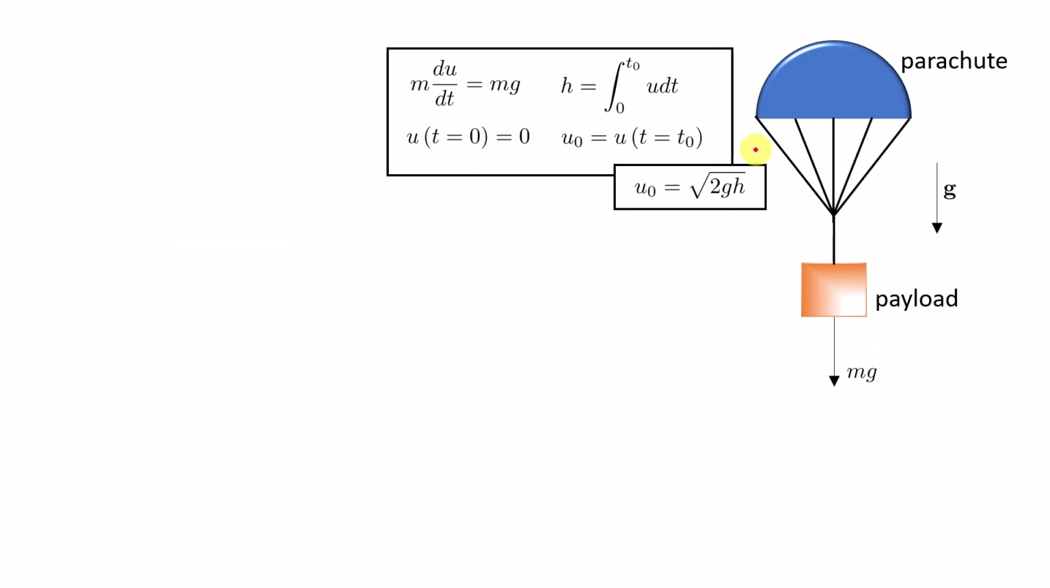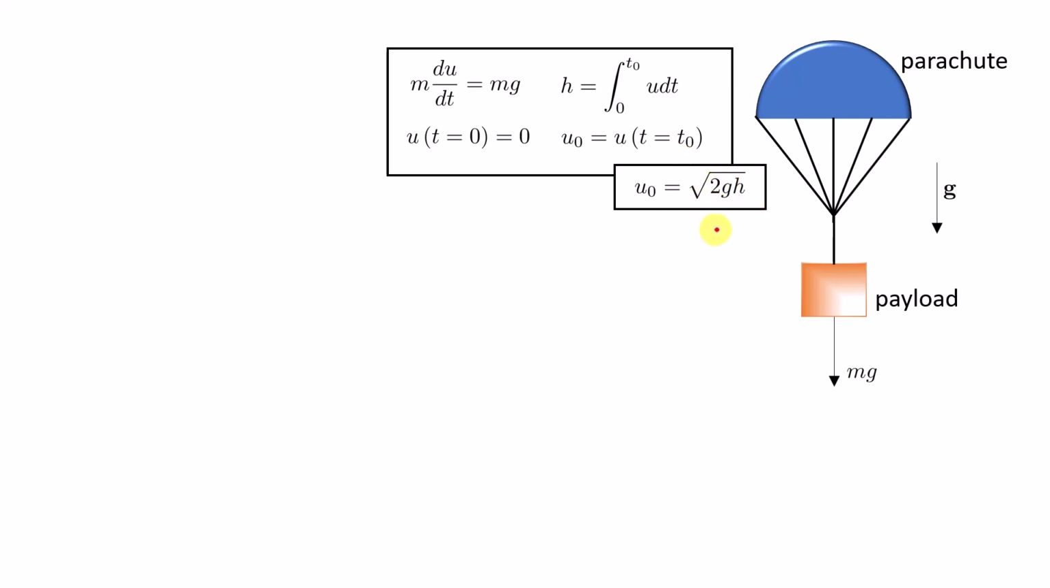So remember, this was our model. We had a parachute which is coming down with a payload, and we are interested to figure out what would be the speed of this payload when it hits the ground. And we have found that it will be root over 2gh if the load is released at a height h. So this is our model and this is the equation.